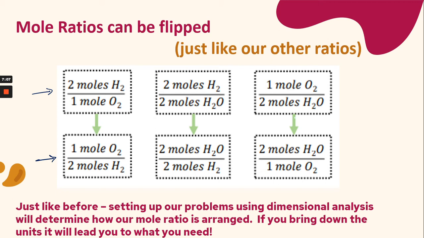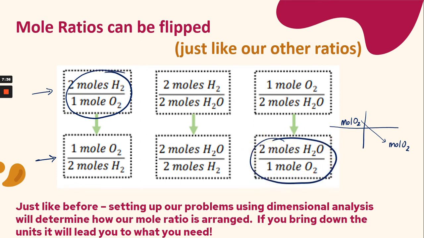So how am I going to know which one of all of these I should be using? Well, we're going to do dimensional analysis. So we're not going to worry so much about what goes on top and bottom. We're going to set up our problems. So if I put, let's say, moles of O2 was in my given, when I bring this down and I write the word moles of O2 on the bottom, it's automatically going to let me know that I'm either using this or I'm using this, because I have to bring those units down.